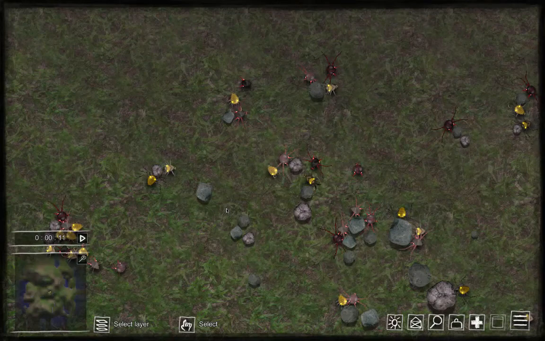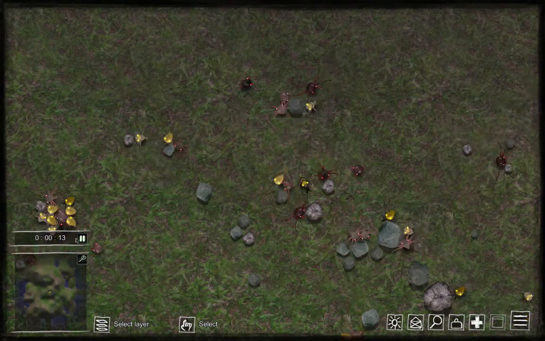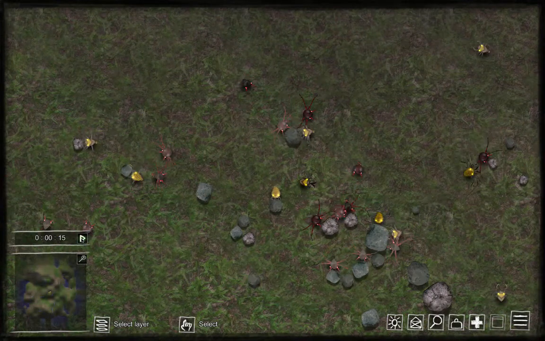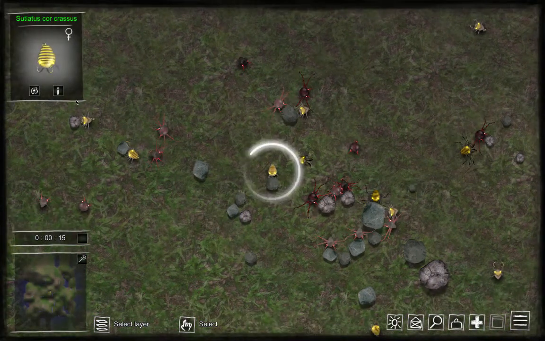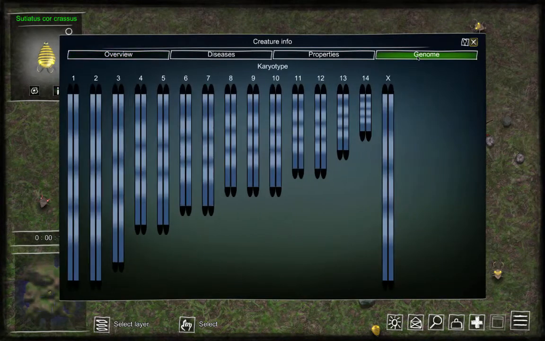In this video, I present the DNA model we have created for Metapopulus. In this world, I have two different species, the yellow ones and the red ones. Let's choose one yellow creature and take a closer look at it. I jump here straight to the genome.